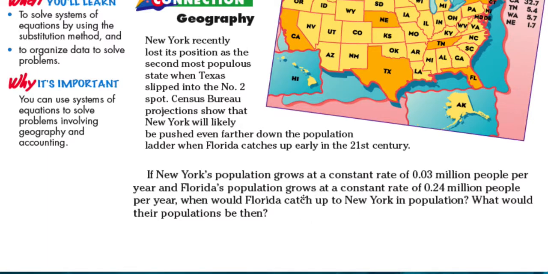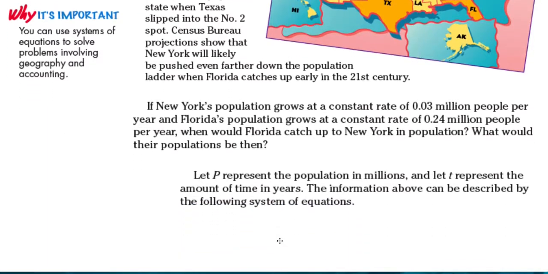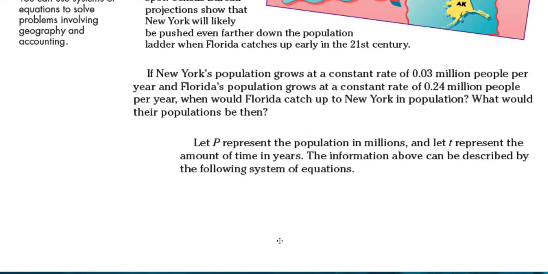In this case, we let P represent the population in millions and let T represent the amount of time in years. So you now have two variables here. We want to find out when New York and Florida's populations would be equal, and at the same time, what their populations would be at that particular time. So two things we need to know.